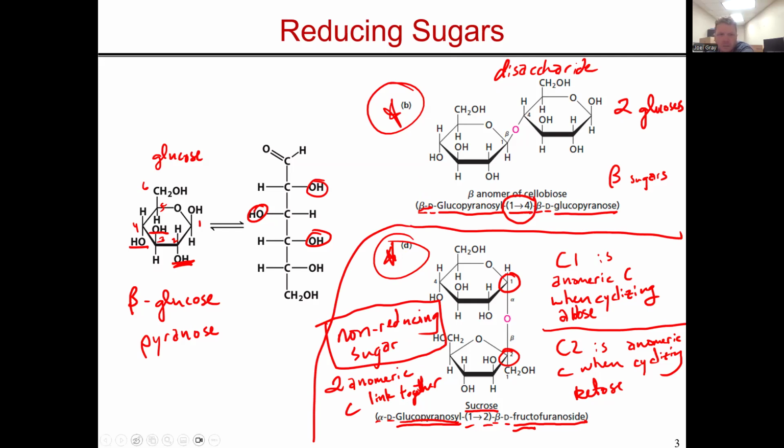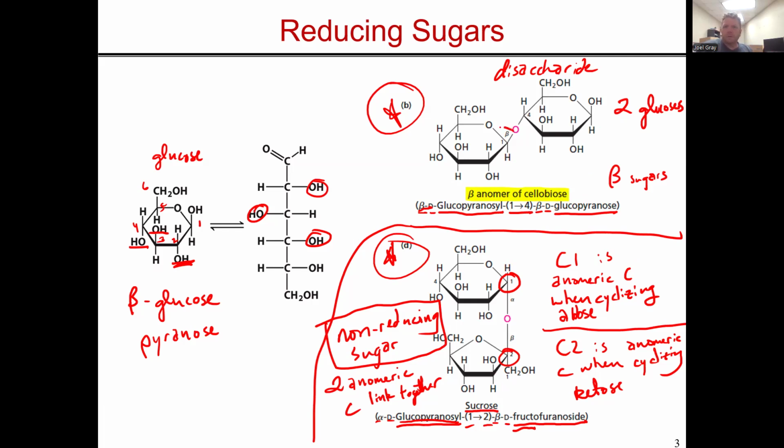To dig into that other disaccharide for just a moment, we have this information here that this is the beta anomer of cellobiose. Now, the difference between these two sugars, sucrose versus cellobiose, and this is what you have to do whenever you look at a disaccharide, is ask yourself, where are my anomeric carbons? Well, your anomeric carbons, if you remember, are the carbons that previously were not chiral centers, but upon cyclizing, they become chiral centers.